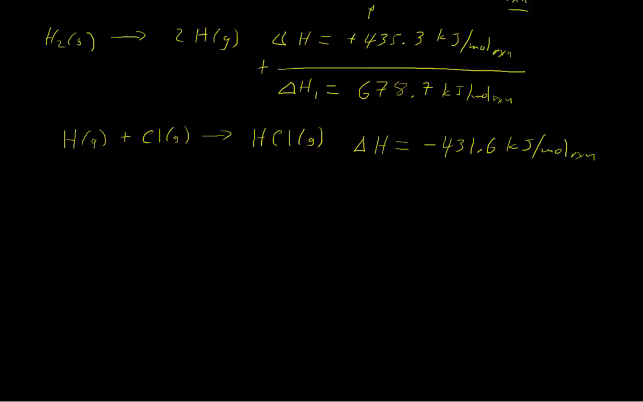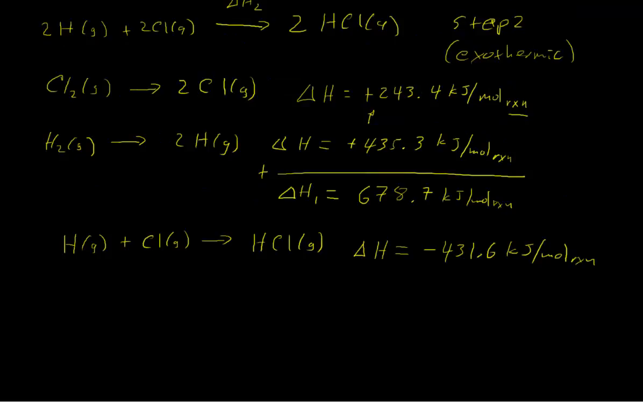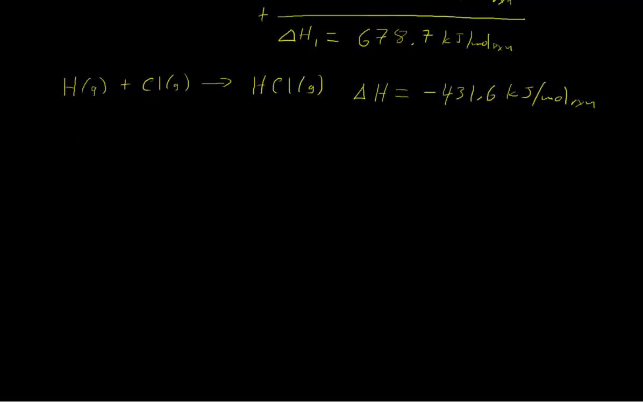So notice that this bond in HCl is stronger than the bond in chlorine, but a little bit weaker than the bond in H2. That again might make sense because we've got a bond that's of intermediate bond length. All right, so the negative sign here, just as a reminder, is telling us that this is an exothermic reaction.